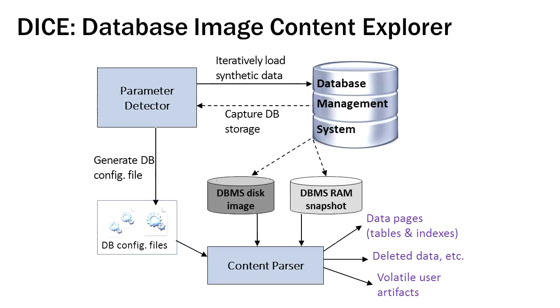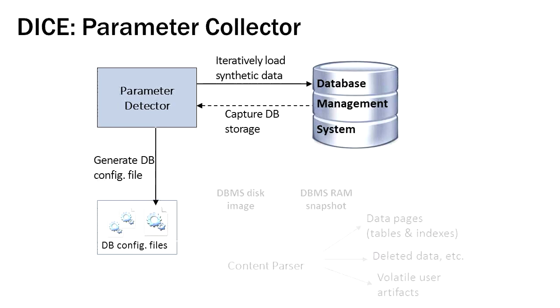So DICE is broken up into 2 components. You have the parameter detector and the content parser. Now, the parameter detector is going to load synthetic data into the database, capture database storage, describe page layout with a set of parameters, and write these parameters to a configuration file.